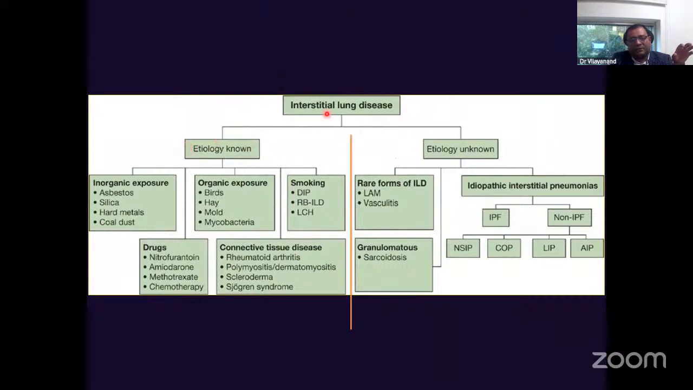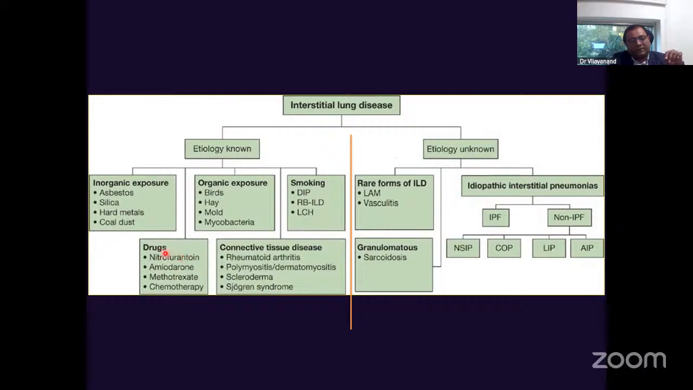The classification of interstitial lung disease, wherein we know the etiology in some and we don't know the etiology in others. The known etiology causes are because of inorganic exposure like asbestosis, because of asbestos, then silica exposure, hard metals, and coal dust. And organic exposure, that is, the diseases that can be spread by birds, hay, mold, and mycobacteria. Smoking-related interstitial lung diseases are DIP or desquamative interstitial pneumonitis, respiratory bronchiolitis-related interstitial lung disease, and LCH.